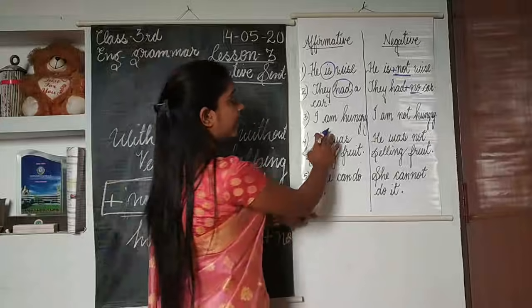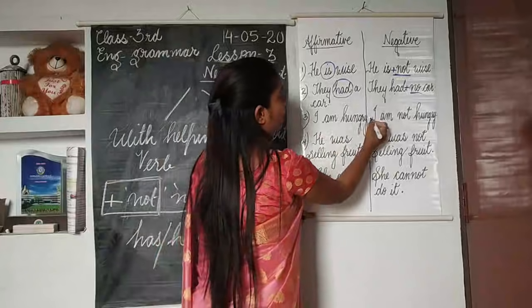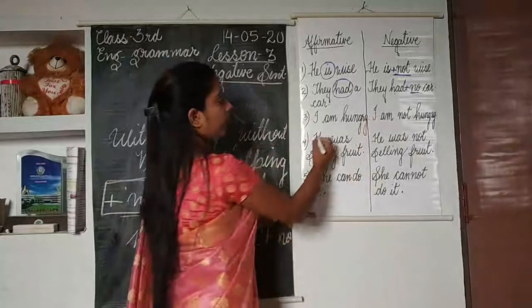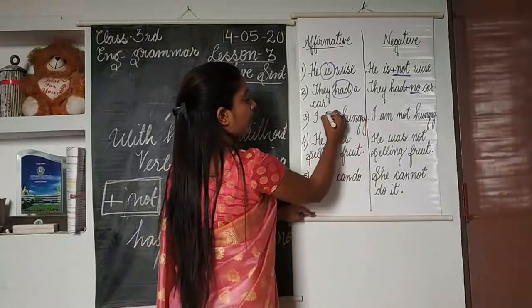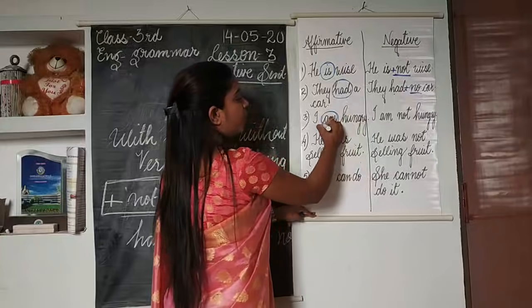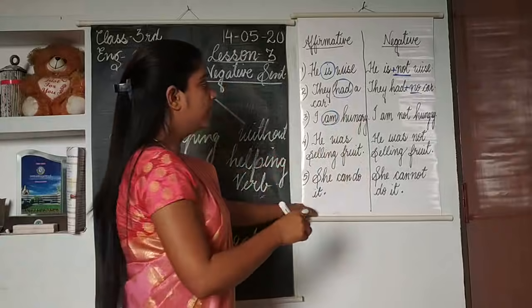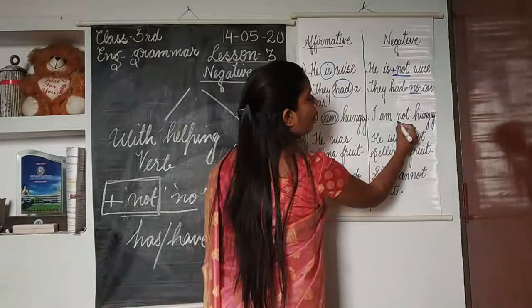Now the third sentence is, I am hungry. Now here you can see that a helping verb is present here also. Am is a helping verb. So how will you change the sentence into a negative sentence? Simply by adding not.